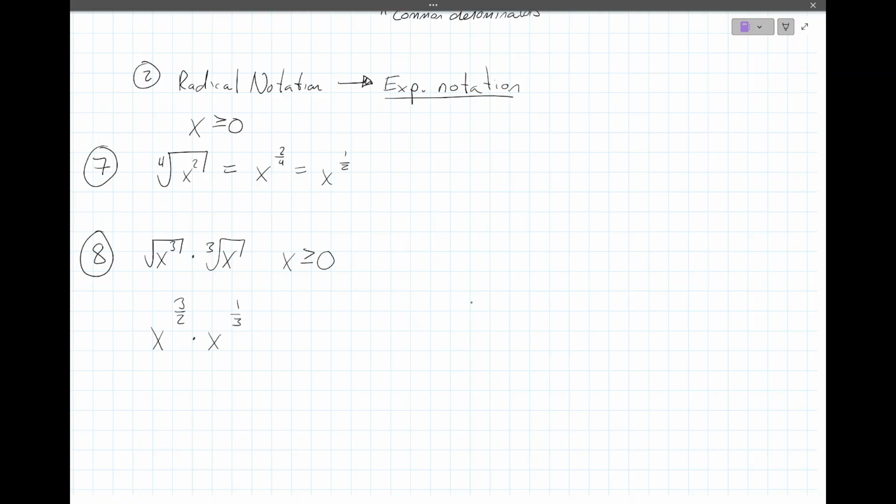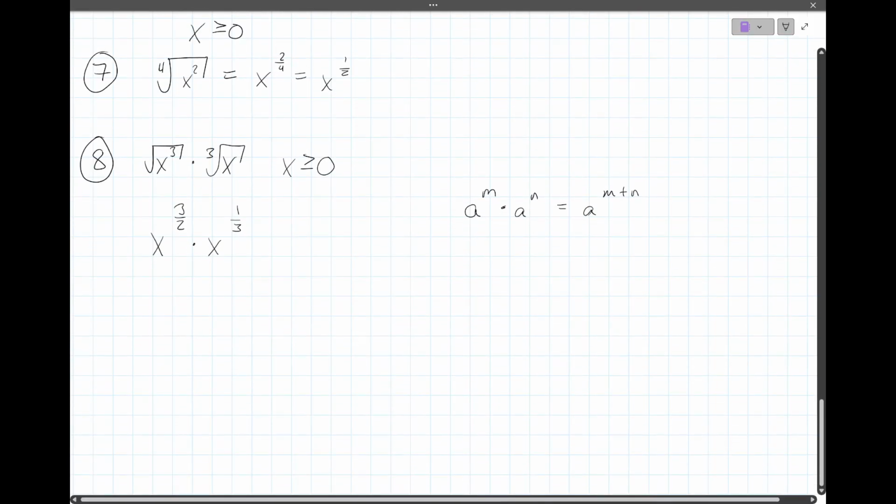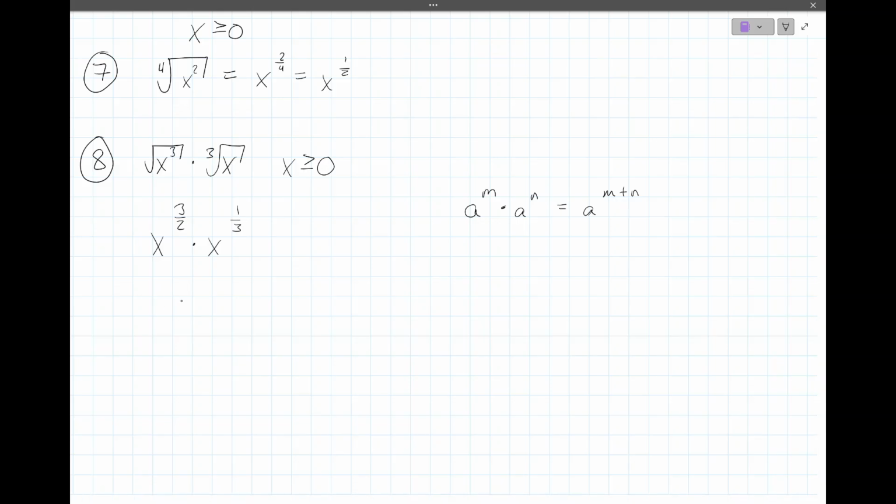Well, what we do know is that if I have a to the m times a to the n, that's just equal to a to the m plus n. Nobody said those numbers have to be integers. They can also be rational numbers. So as I do this, I'm going to have x to the 3 over 2 plus 1 over 3.